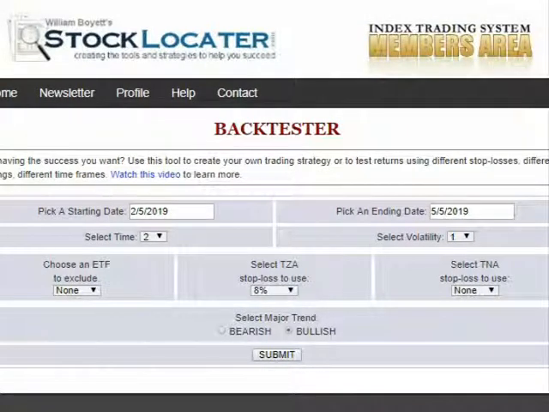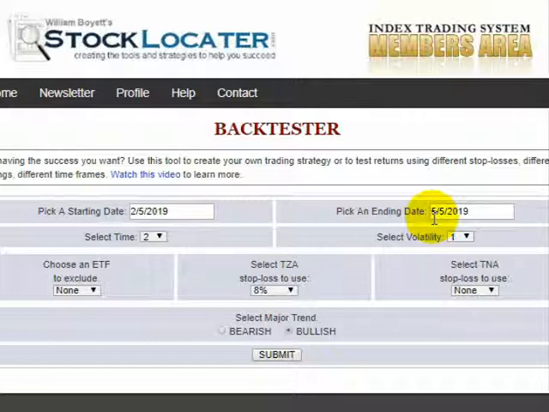The backtester tool that you'll find at the index trading system basically allows you to access our proprietary database of signals and run your own tests and create your own trading strategies. Some of the things that you can test, as you can see, you can pick a starting date, and we start back here towards the end of 2008.